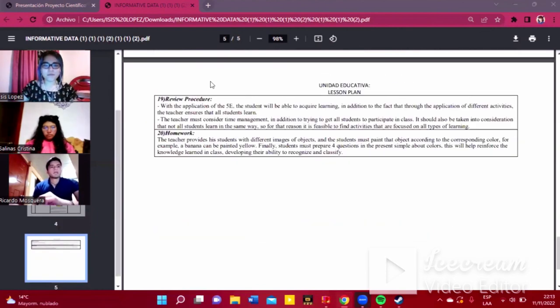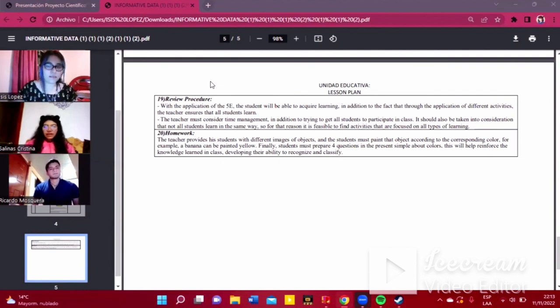Review procedure. With the application of the 5E, the student will be able to acquire learning, in addition to the fact that through the application of different activities, the teacher ensures that all the students learn. The teacher must consider time management in addition to trying to get all the students to participate in class. It should also be taken into consideration that not all the students learn in the same way. So for that reason, it is feasible to find activities that are focused on all types of learning.